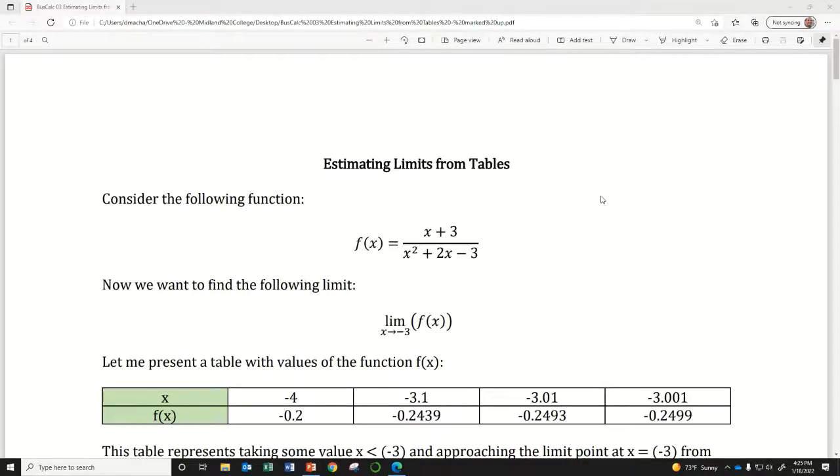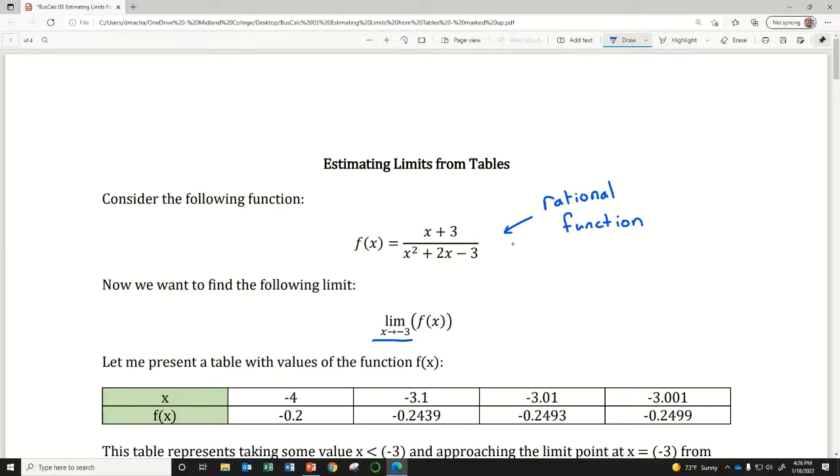Hi everyone, in this lesson we're talking about estimating limits when you're given a table of values for a function. We're going to start by considering this function, f of x here. This is a rational function because it is a ratio of a linear polynomial in the numerator and a quadratic polynomial in the denominator. What we want to do is find the following limit as x is approaching -3.